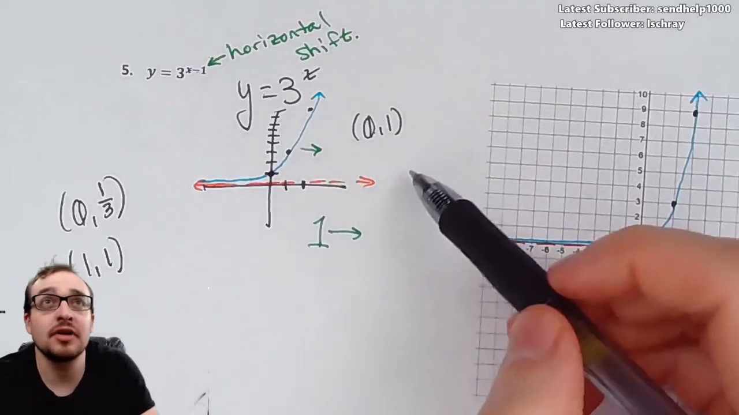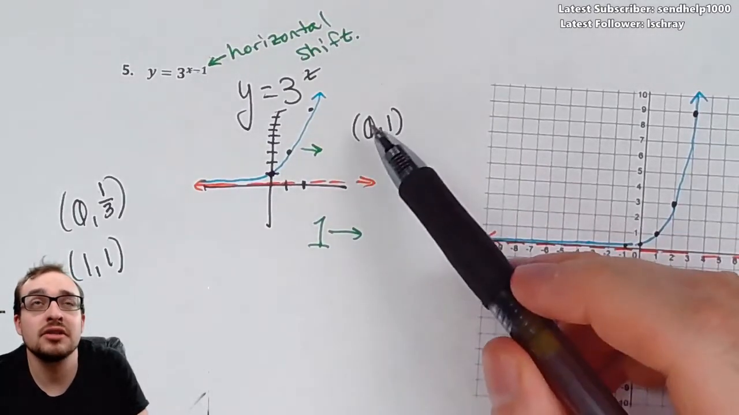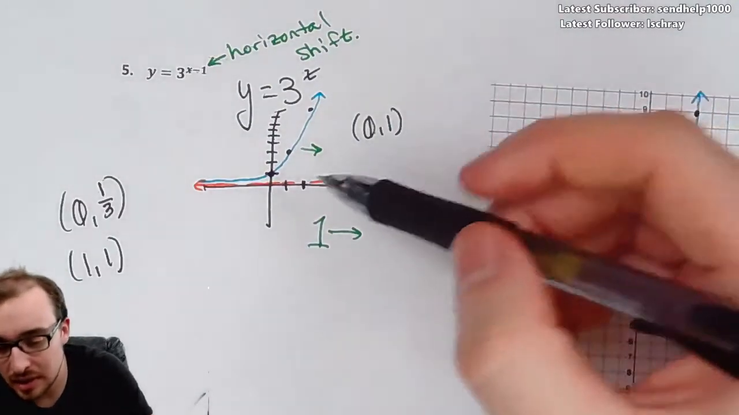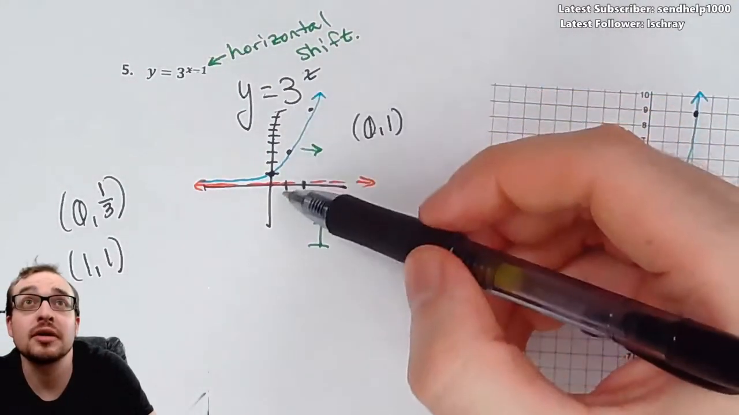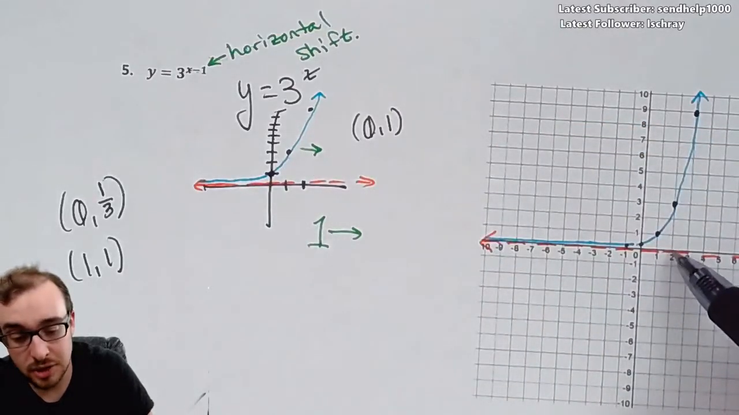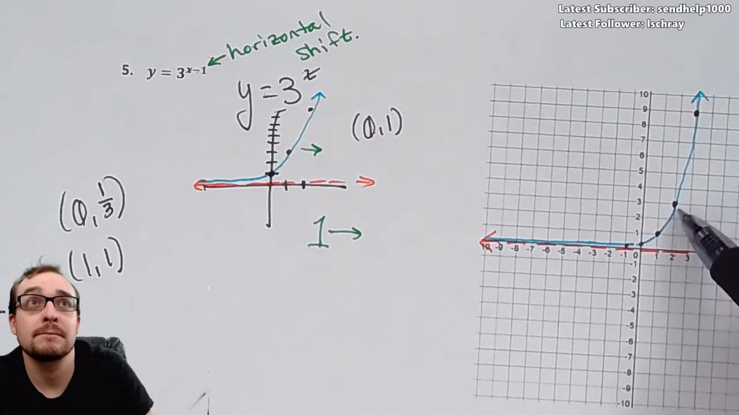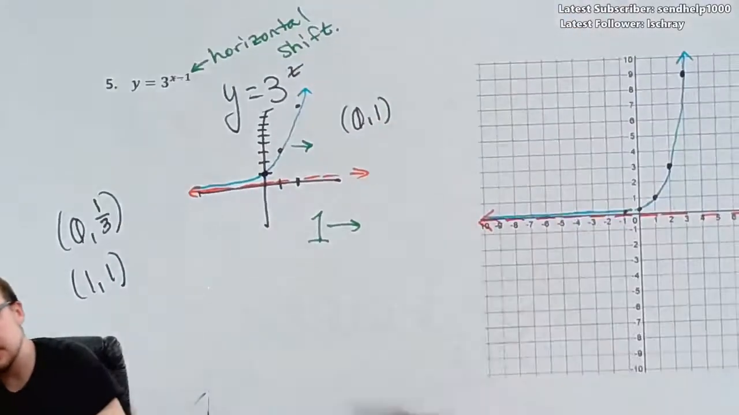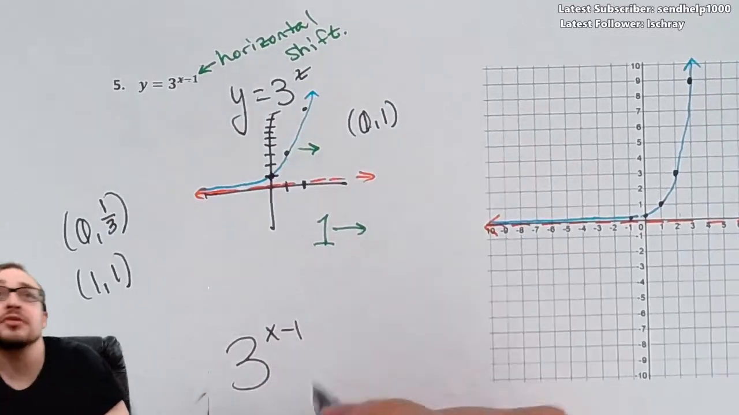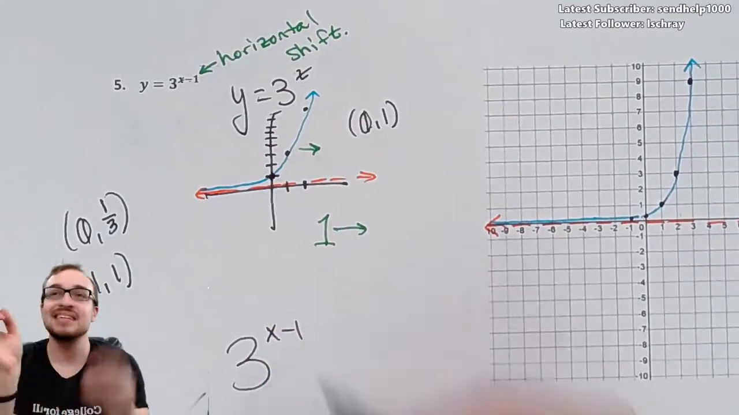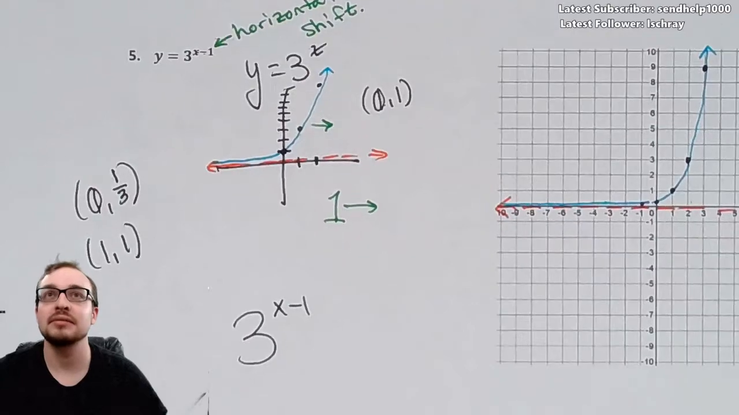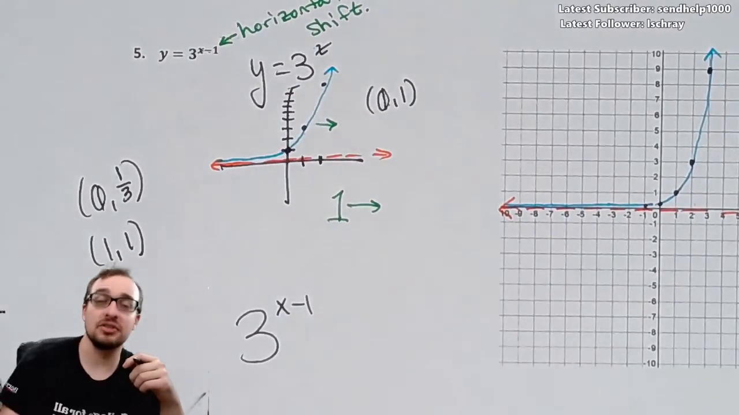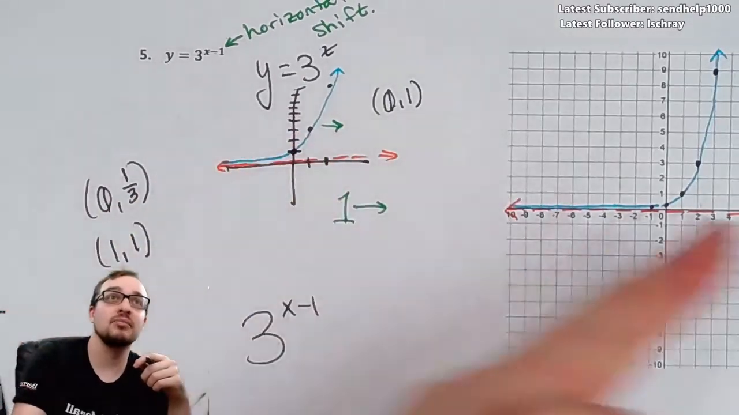So it shifted everything over to the right one. It used to be that 0 gets me 1, now 1 gets me 1. It used to be that 1 got me 3, because 3 to the first is 3, but now 2 gets me 3. And it's because of that number right there. Now it's weird, because you'd think 3 to the x minus 1, oh, -1, it's going to shift it to the left. It's the opposite. So what it does is it shifts everything to the right one. It's the same graph, but it's moved to the right.